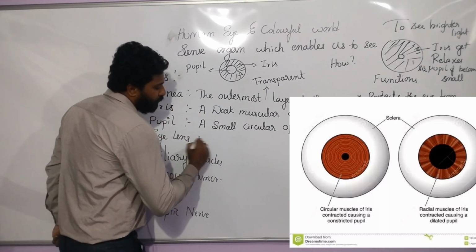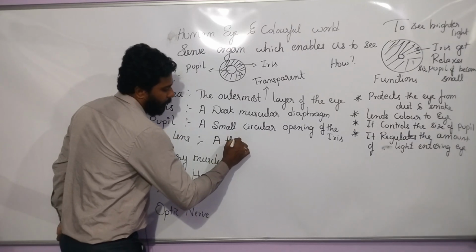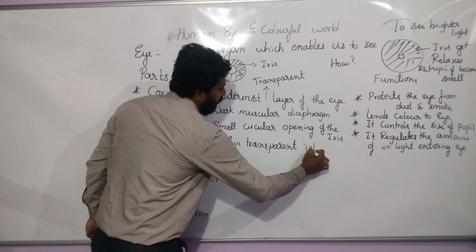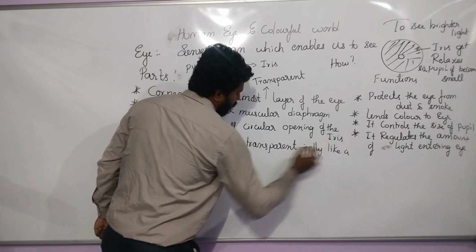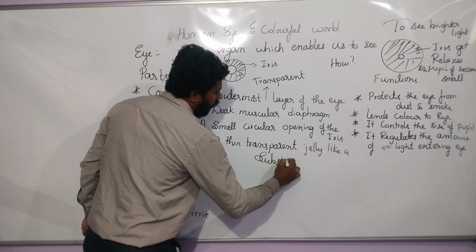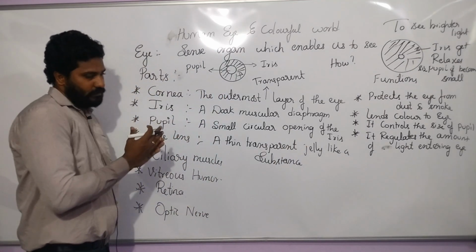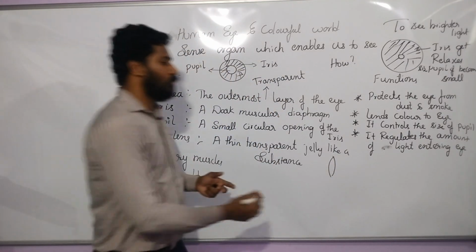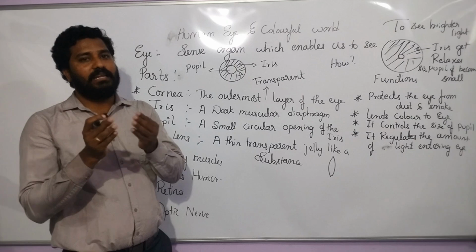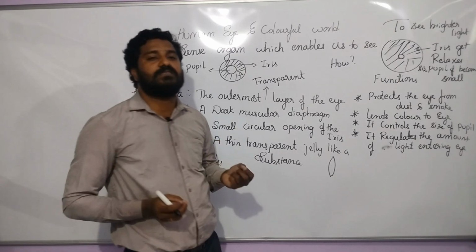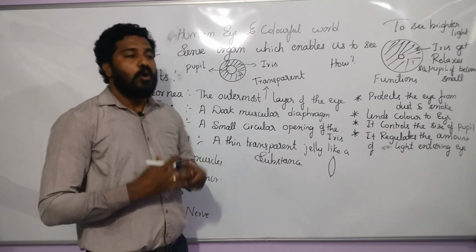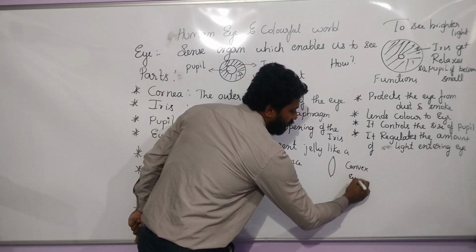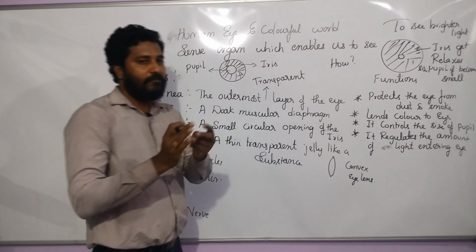Next, a thin transparent jelly-like substance, what do we call it? The eye lens. It is transparent and made up of a jelly-like substance. What kind of lens do we have? We have a convex eye lens.